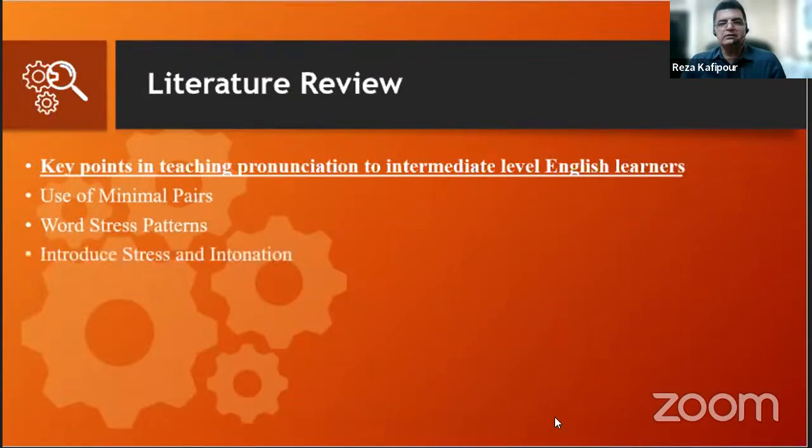The other one, as I said, introduce stress and intonation. One of the best ways to help students is to focus their attention on the music of English through the use of stress and intonation. It is very important. When we say stress, it refers to the emphasis laid on specific syllables or words of a sentence. But by intonation, we refer to the variation of the pitch as an individual speaks.